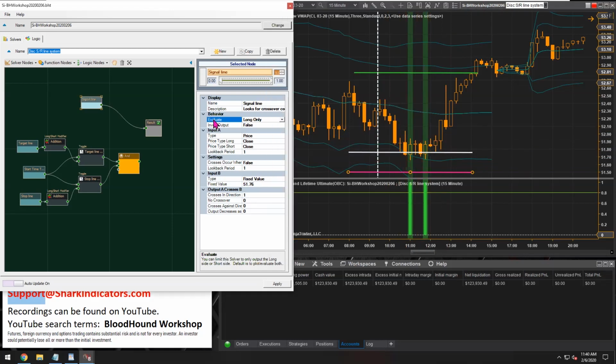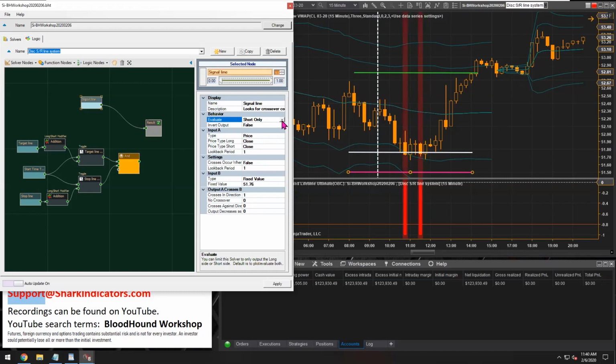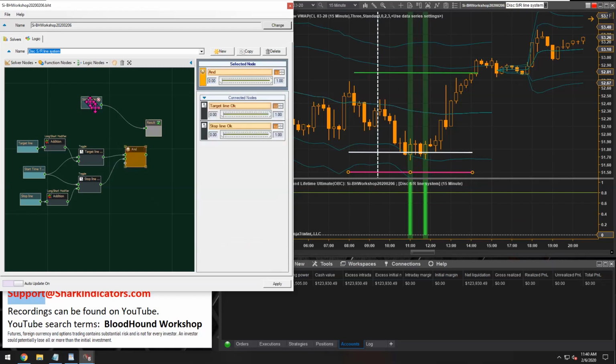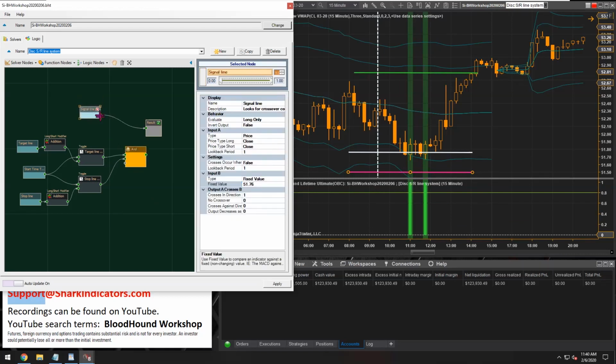So the signal line crossover solver requires two inputs. The evaluate, to determine whether you're looking for a long signal or a short signal for the day. And then, of course, the signal line value. And so that gets plugged into there.